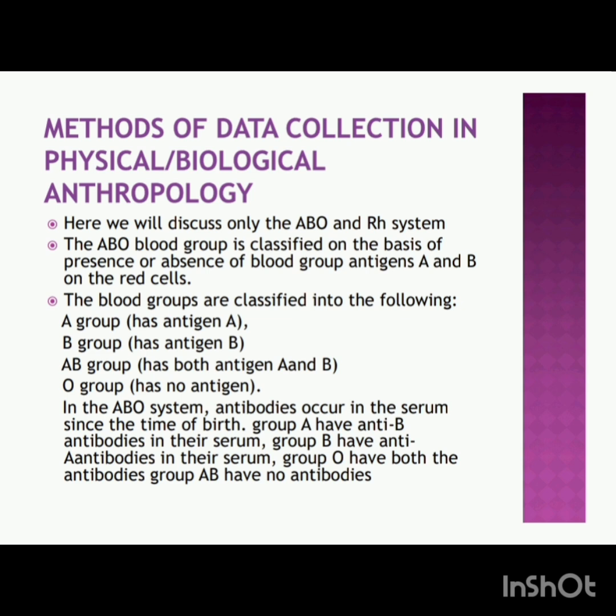The ABO blood group is classified by antigens A and B. The ABO blood groups are classified as follows: group A has antigen A, group B has antigen B, group AB has both A and B antigens, and group O has no antigen. In the ABO system, antibodies occur in the serum since the time of birth. Group A has anti-B antibodies in the serum. Group B has anti-A antibodies in their serum. Group O has both the antibodies. Group AB has no antibodies.